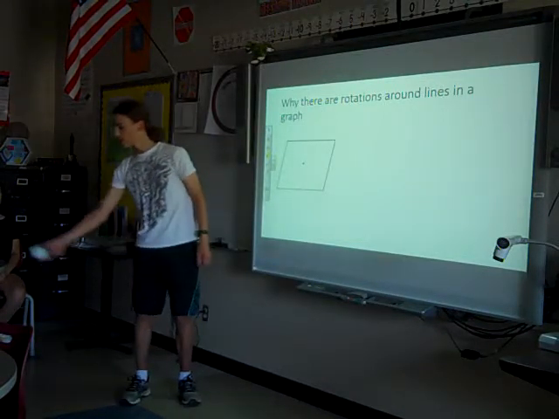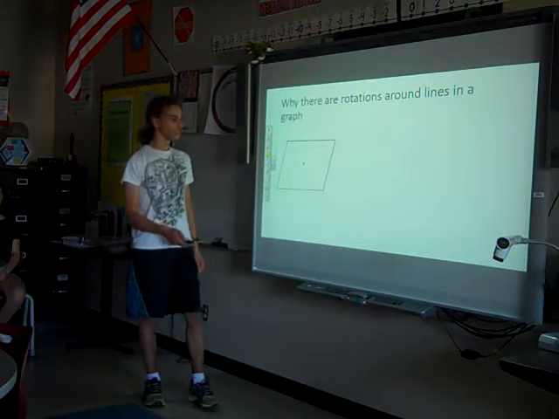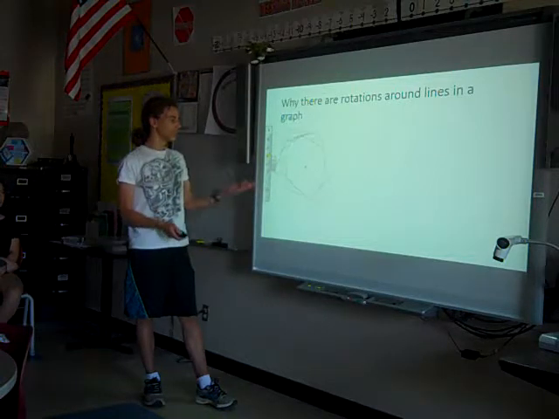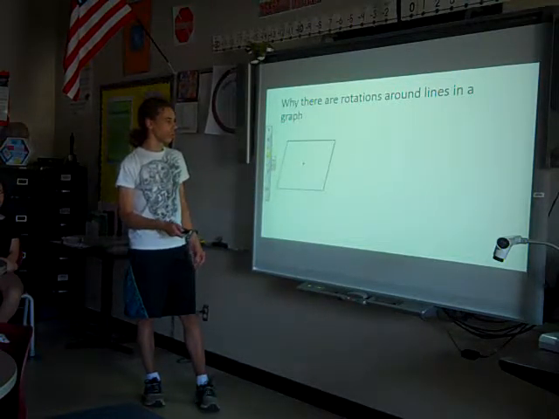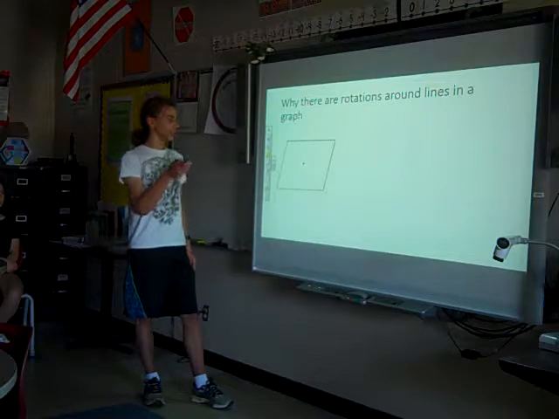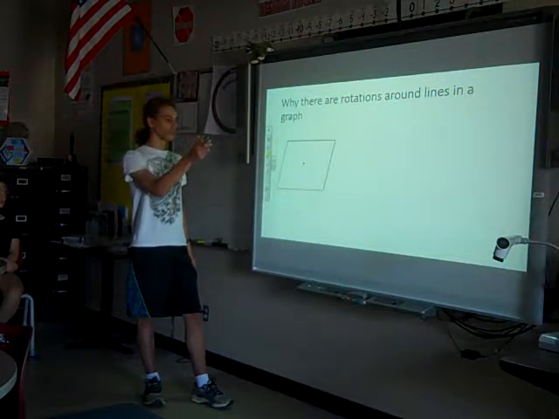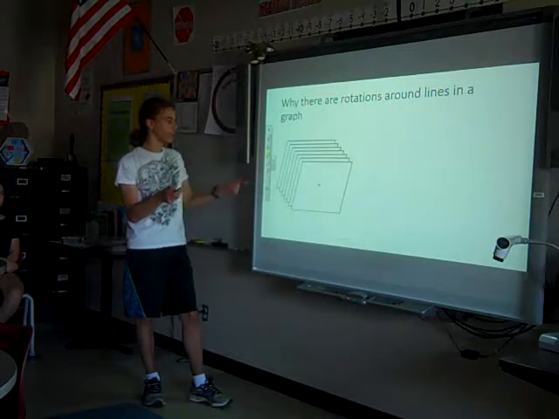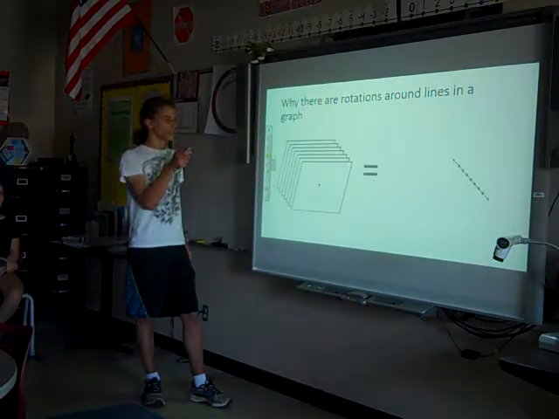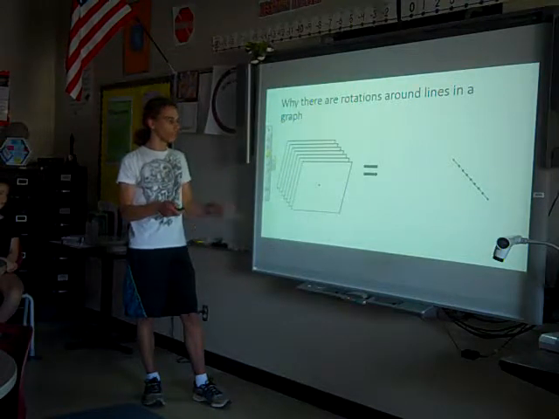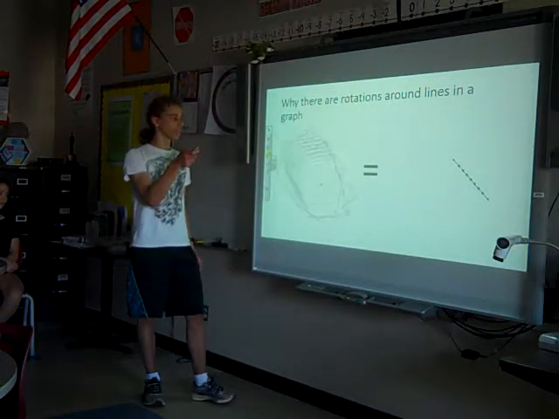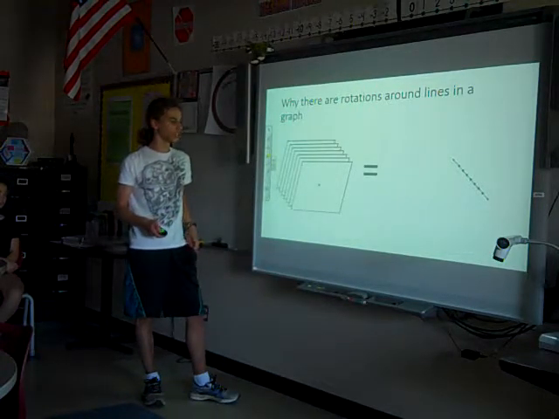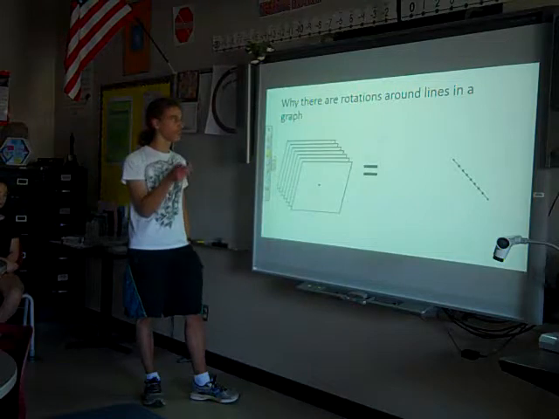But there can be a rotation around a line in the graph because, for example, this is just an example of a regular plane in which you can do a rotation around a point. A line in a 3D space would be the equivalent of those planes stacked up onto each other, being parallel, and the points lining up onto each other. Thus, they form a line perpendicular to all of these planes. And then, if you do a rotation in all of the planes, that would be the same thing as doing a rotation around that line.